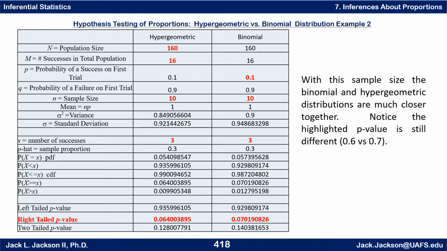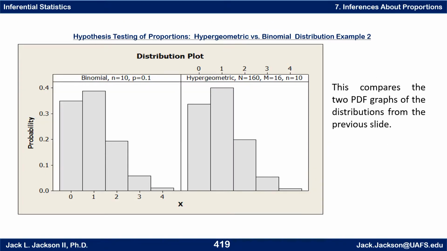And here we computed that using a hypergeometric and a binomial. Notice they're very much closer together. The hypergeometric is 0.064. The binomial is 0.070. But still, there are some differences depending on what you put as your alpha value. Maybe or maybe not, that would make a difference in your conclusion. The graphs are much closer together than they were for the previous example, but there's still some differences there.